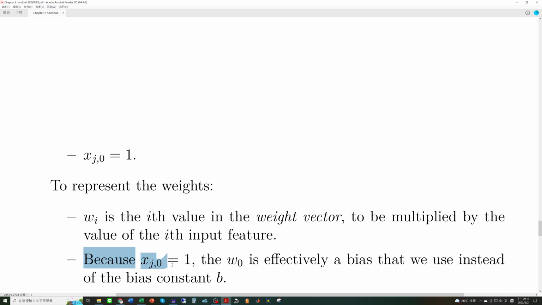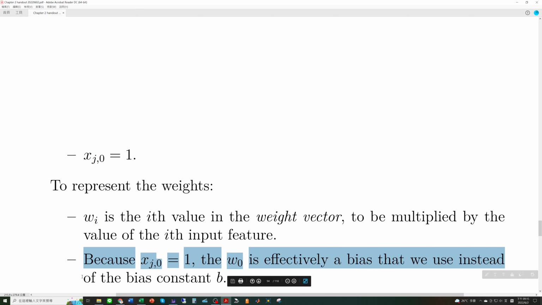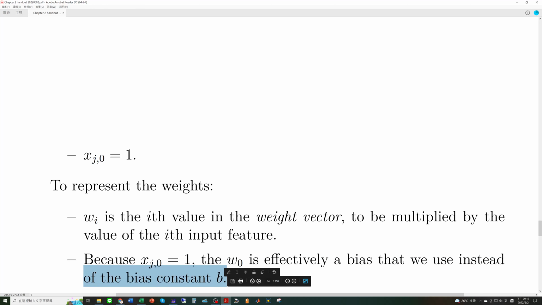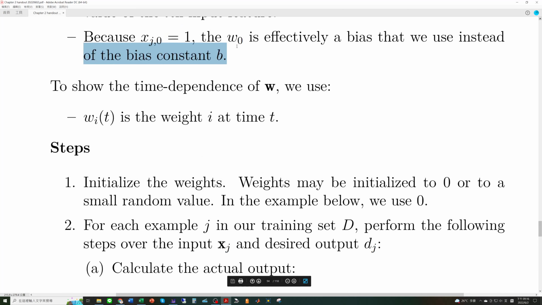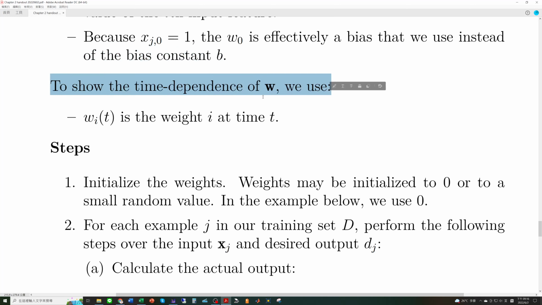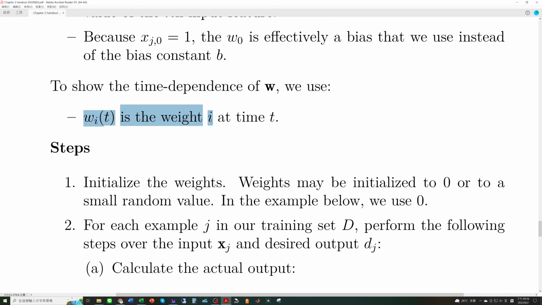Because xj0 is equal to 1, w0 is effectively a bias that we use instead of the bias constant b. To show the time dependence of w, where w is the weight vector, wi of t is the weight i at time t. Next, we introduce the steps of the learning algorithm.